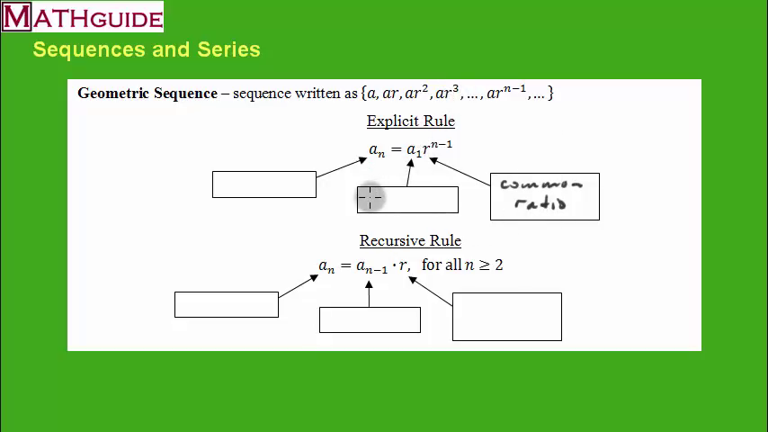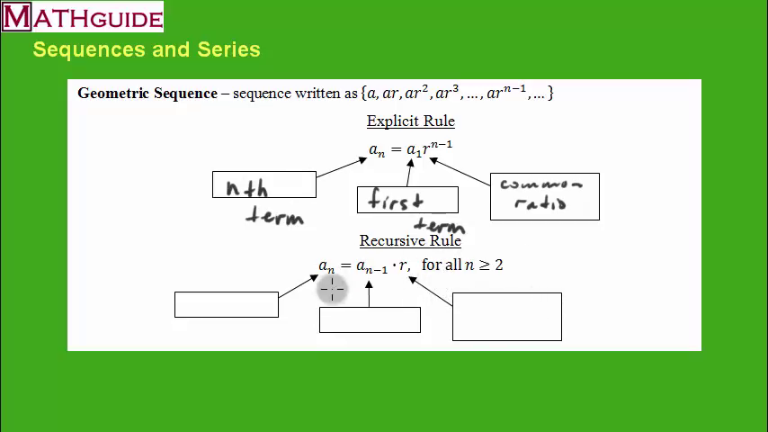A sub 1 is the initial term, or otherwise known as the first term. Sometimes they use the word initial, the initial term. An is the nth term.